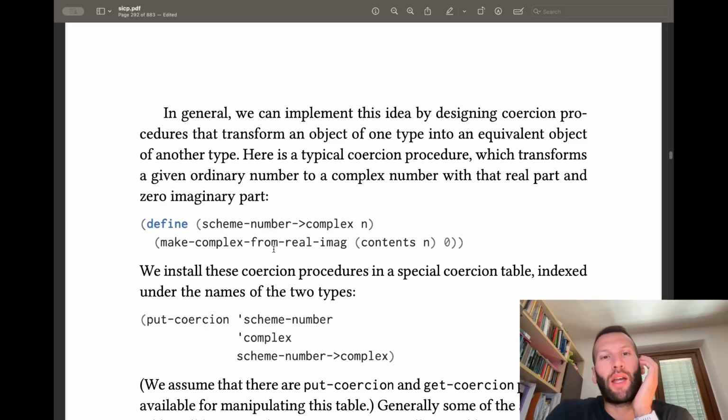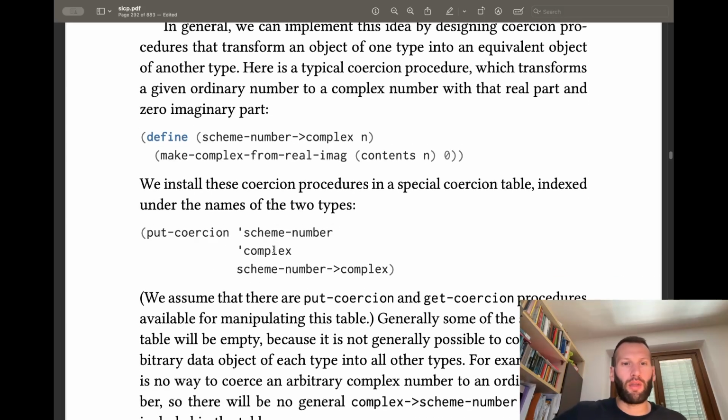In general, we can implement this idea by designing coercion procedures that transform an object of one type into an equivalent object of another type. And here is a typical coercion procedure which transforms a given ordinary number to a complex number with that real part and 0 imaginary part.